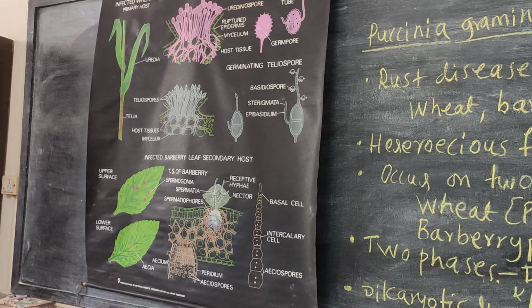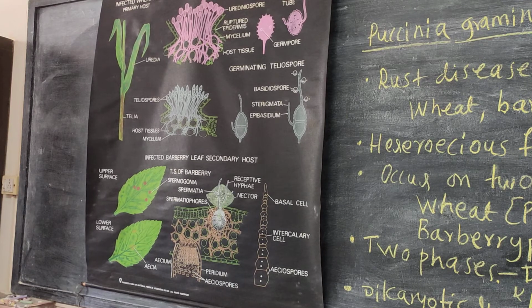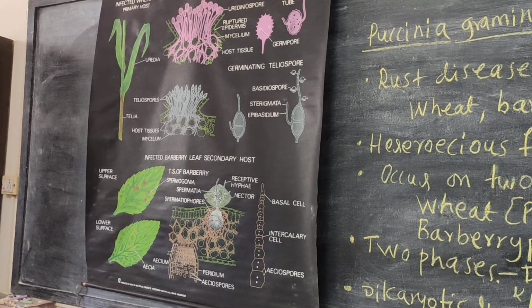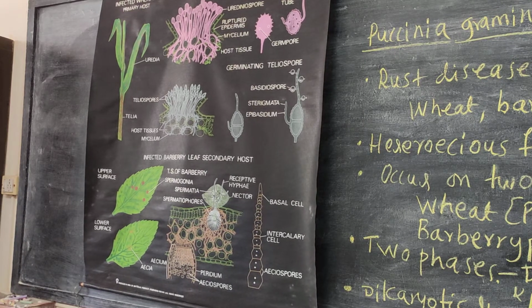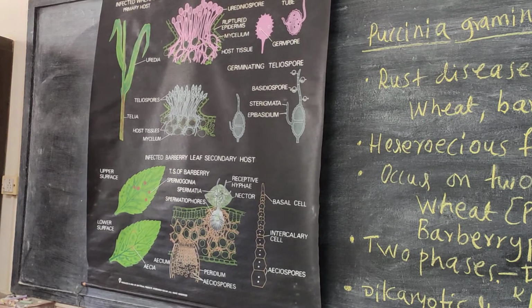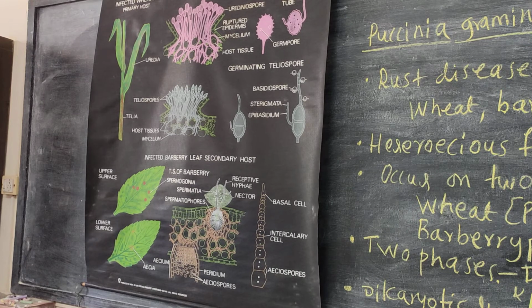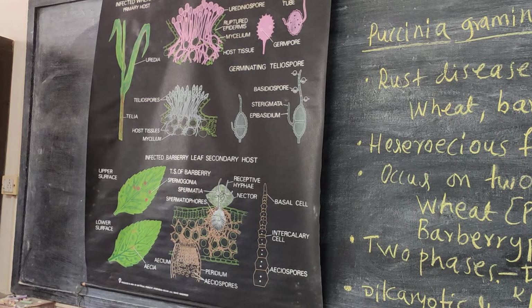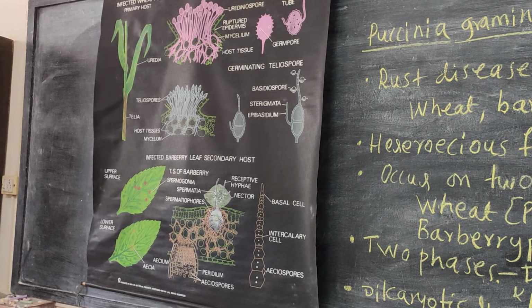On the primary host wheat plant, the mycelium of the Puccinia is produced by the aeciospores. On the basis of the nature of the spores, the life cycle of the Puccinia graminis is again divided into urediniospore stage, teliospore stage, basidiospore stage, pycniospore stage, and aeciospore stage. Now first let us consider the urediniospore stage.